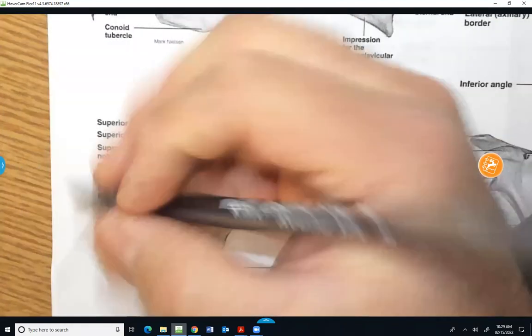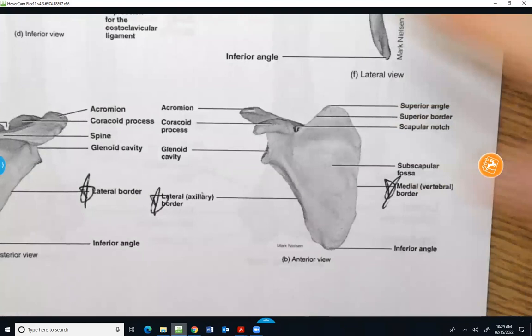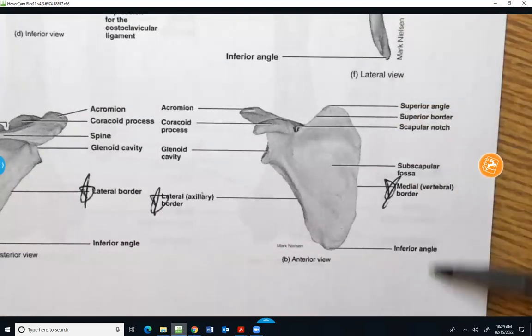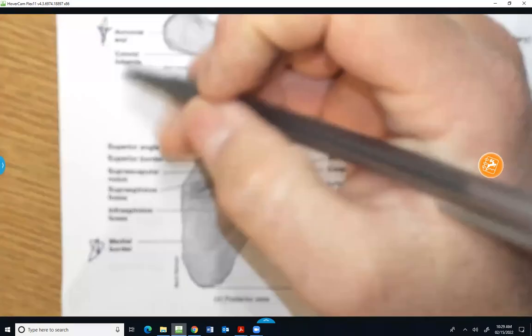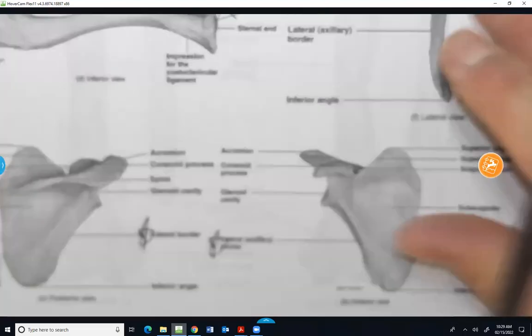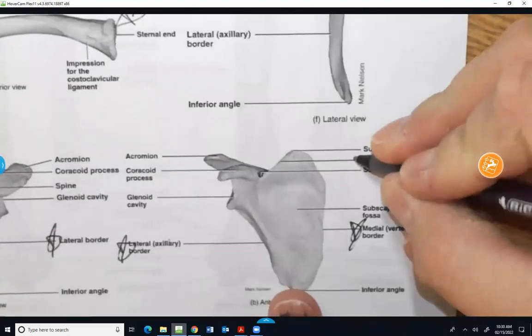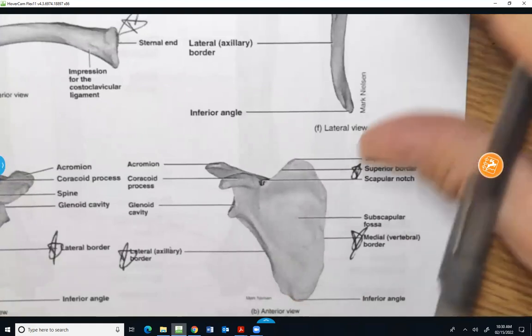Medial border is on the other side. It also goes by the term vertebral border. And that's because your vertebrae would be located basically right there. And then on top is what we call the superior border. And it's labeled right there. Doesn't have another name, and that's okay. That's perfectly fine. It's just the upper margin.